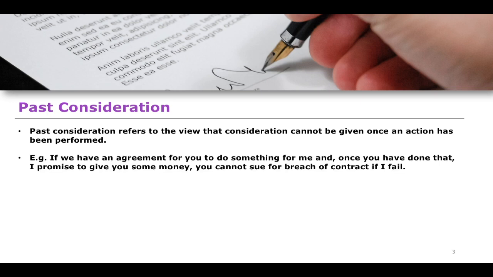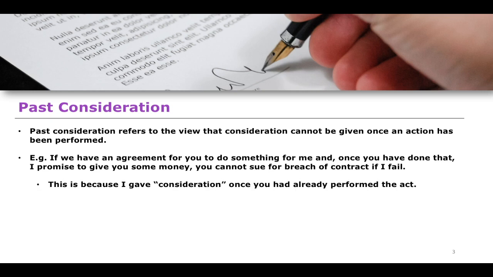So let's, for example, think about this. If we were to have an agreement for you to do something for me, and once you have done that, I promise to give you some money in return, you cannot sue me for breach of contract if I fail, because this is an idea known as past consideration, because I gave the consideration only once you have performed the act.